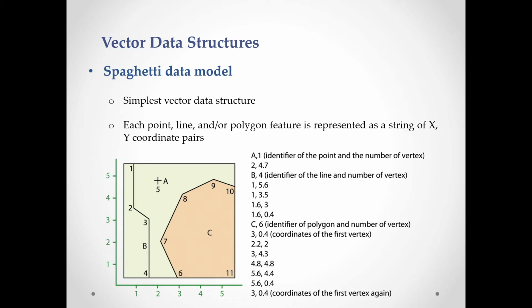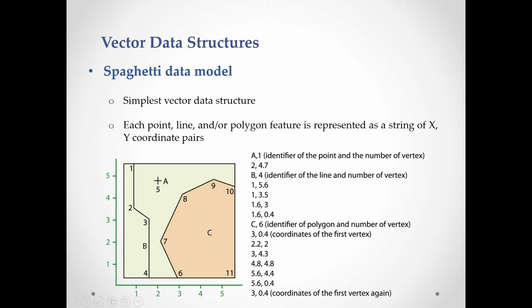For example, take this figure. Here is one point, here is one line, and here is one polygon. For point A, the x and y coordinates are 2 on the x-axis and 4.7 on the y-axis. So the point is represented by a pair of x and y coordinates.